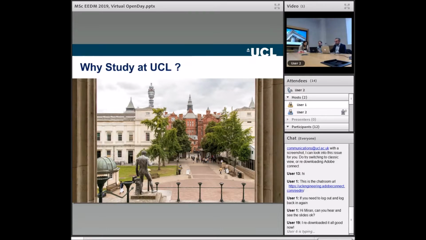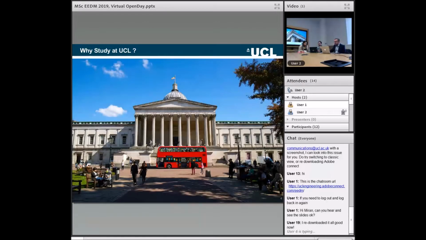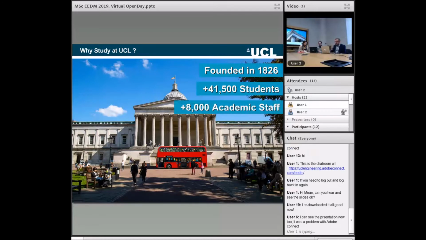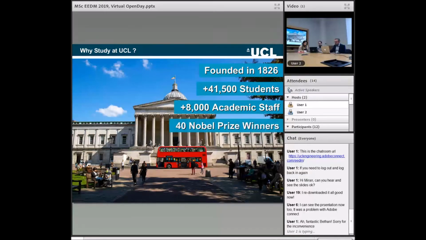So let's start with why study at UCL. If you don't know anything about UCL, UCL is one of the oldest universities in the UK. It was founded in 1826, so we are very close to celebrating our 200th year. It has more than 41,000 students, so it's a massive university. It's one of the biggest universities in the UK as well. And we have about 8,000 academic staff. So the ratio between the students and staff is in a very good position as well.